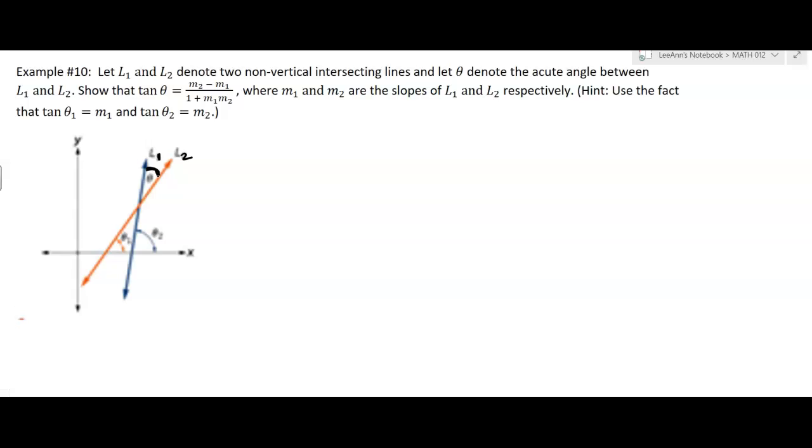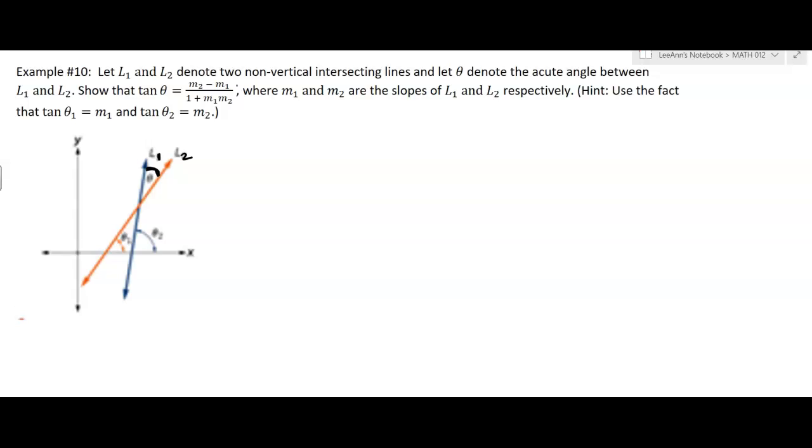Show that tangent theta is equal to m2 minus m sub 1 over 1 plus m sub 1 times m sub 2, where m sub 1 and m sub 2 are slopes of L sub 1 and L sub 2 respectively. So that's a lot to say, so we'll go over that part. Hint, use the fact that the tangent of theta sub 1 is equal to m sub 1, and the tangent of theta sub 2 is equal to m sub 2. So this might be very confusing to start out, but that's why I'm making this video. Hopefully it'll make some sense.